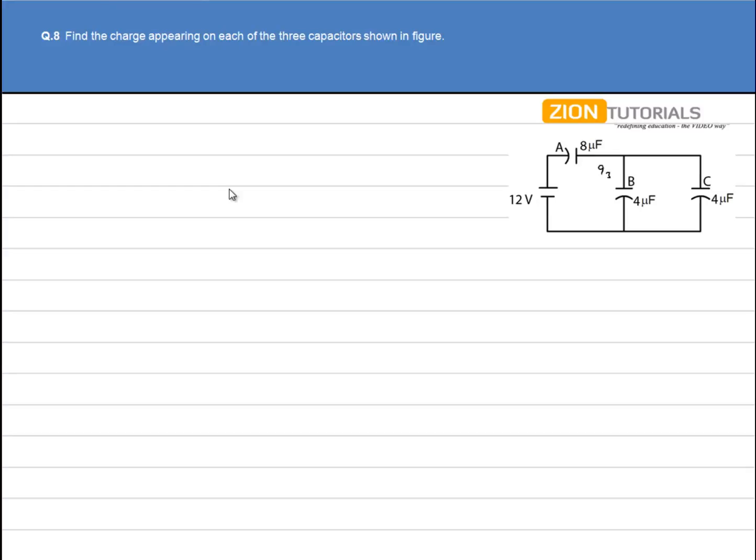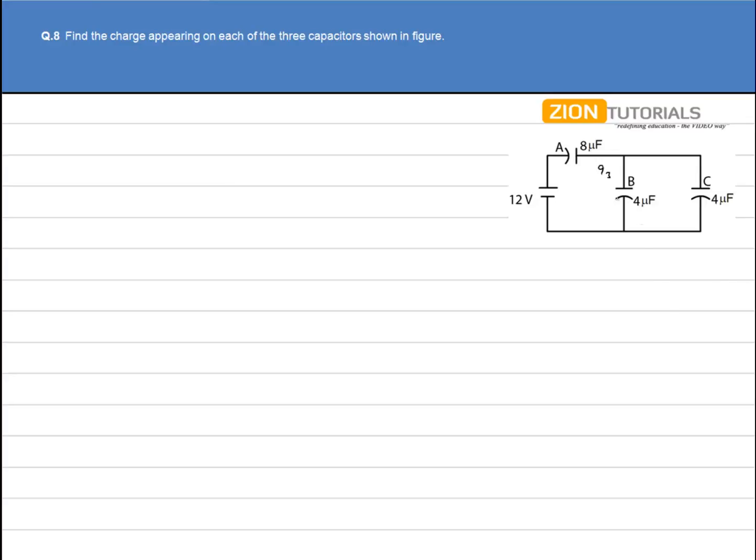Find the charge appearing on each of the three capacitors as shown in the figure. Now this question can be easily solved by the concept that if two capacitors are in series, then they will have the same charge on their plates, and if two capacitors are in parallel, then they will have the same potential difference across their plates.